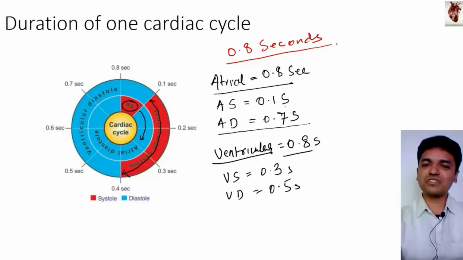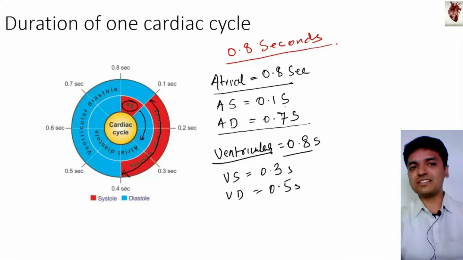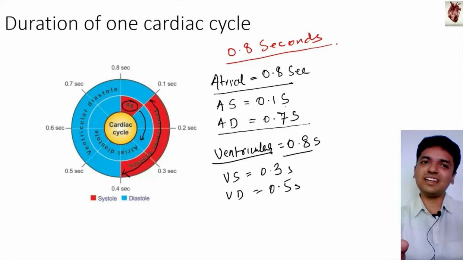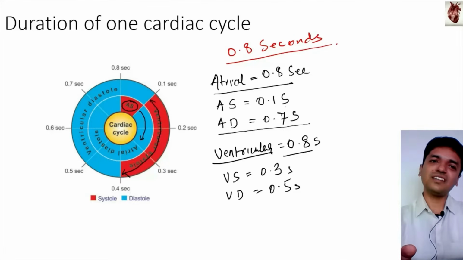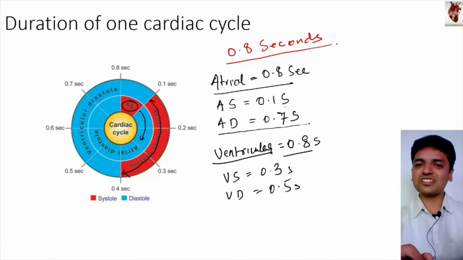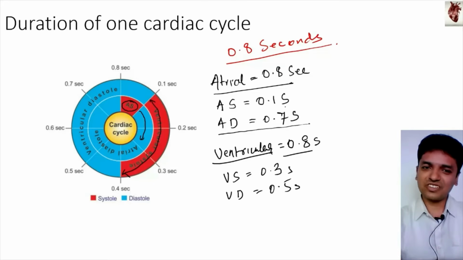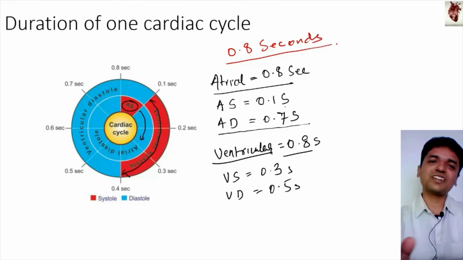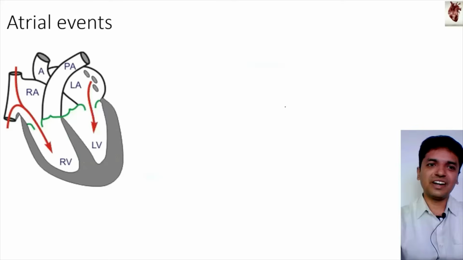So the total duration of the cardiac cycle is how much? 0.8 seconds. We have two things which are happening simultaneously. That means the duration of the atrial cardiac cycle is also 0.8 seconds, in which 0.1 second is atrial systole and 0.7 second is atrial diastole. The duration of the ventricular cardiac cycle is also 0.8 seconds, in which 0.3 seconds is ventricular systole and 0.5 seconds is ventricular diastole. So this is regarding the duration of the cardiac cycle.